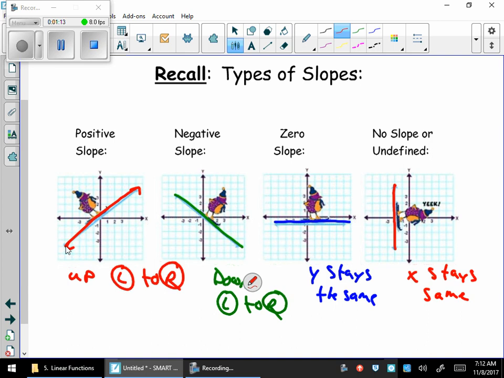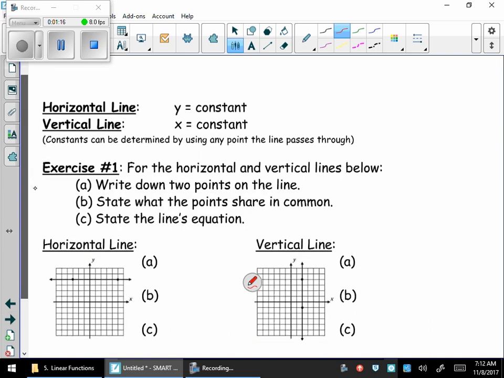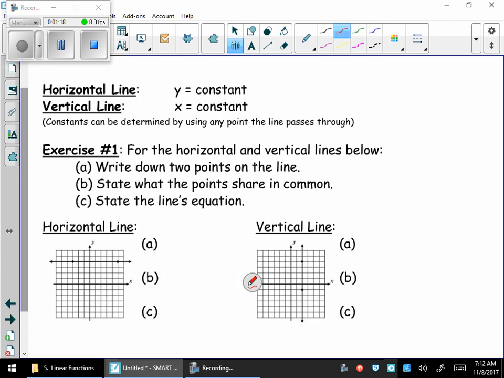Now, in addition to our 4 types of slope, we should be able to write the equations of lines pretty easily. As you can see here, we're talking about horizontal lines and vertical lines to start. And again, if we're talking about a horizontal line, our y value is going to be constant, which means it's going to stay the same. Vertical line, our x value is going to stay constant. Now, if you look at the exercise, it says for the horizontal and vertical lines below, write down the 2 points on the line, state what the points share in common, state the line's equation.